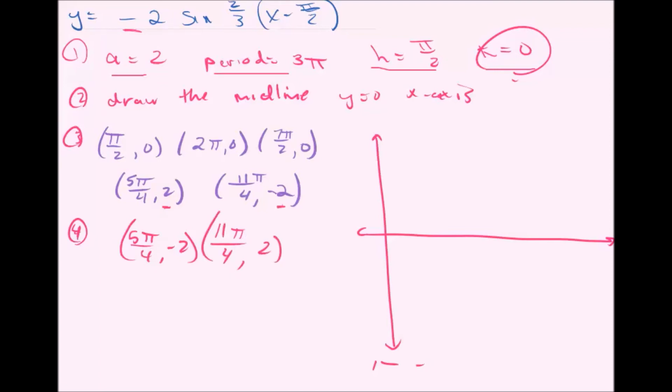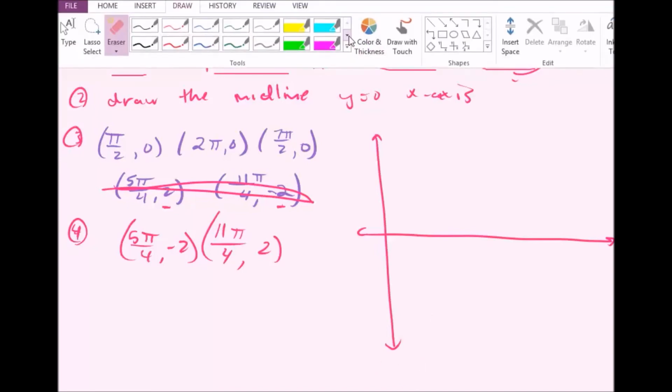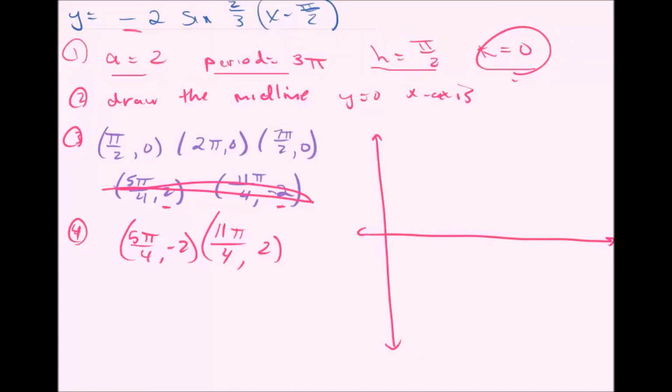Now the last step is just going to draw the graph. And one of the hardest things, I think, at first is setting up the graph correctly. Because how are you supposed to do it? You have all these points, pi over 2, 2 pi, 11 pi over 4. What are you supposed to do?